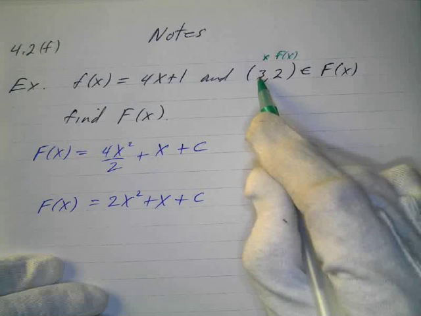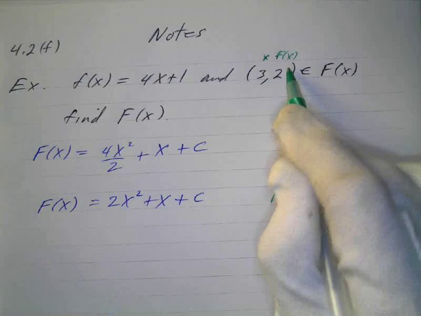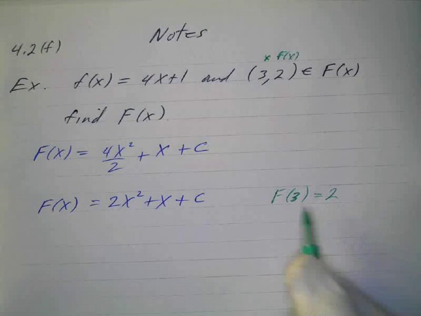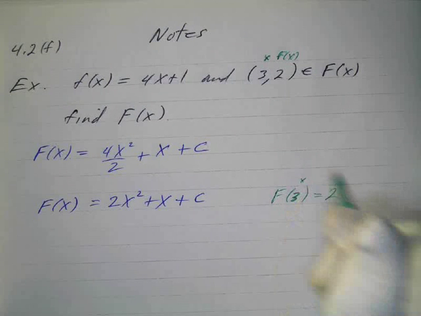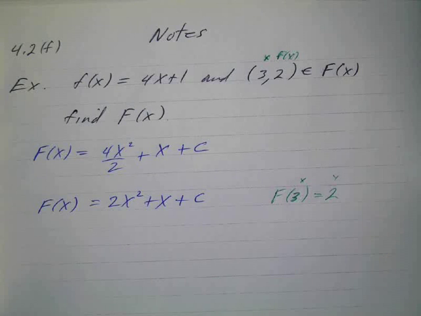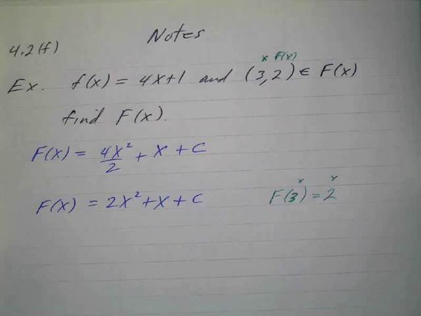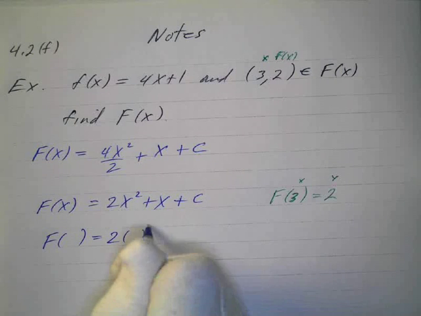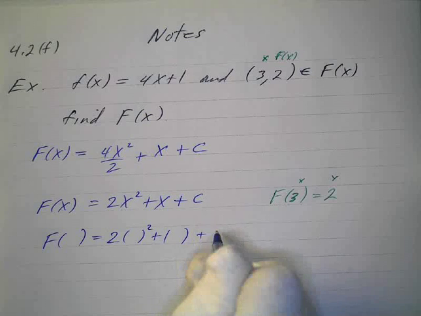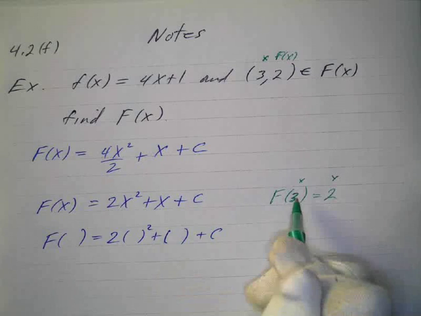In other words, this is the x, this is the y, this is what results when I put the value into the function. So that means that capital f of 3 equals 2. So wherever this is x, this is like x, and this is like the y, or the f of x. So every time I see an x, I put a 3. I'm just going to substitute this in so you can see. So x is going to be 3.